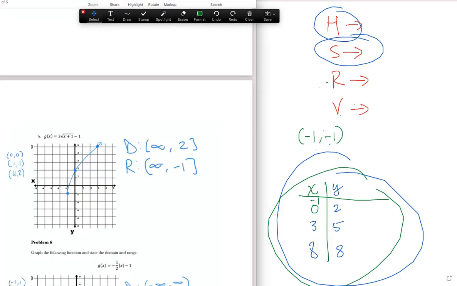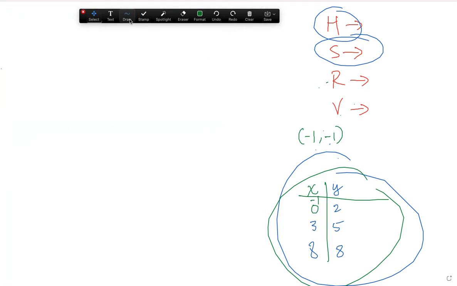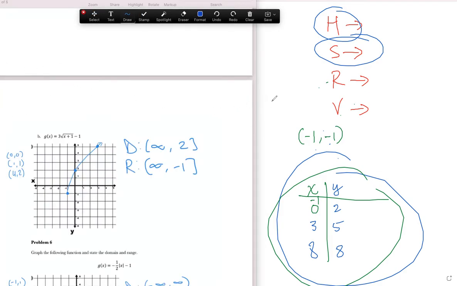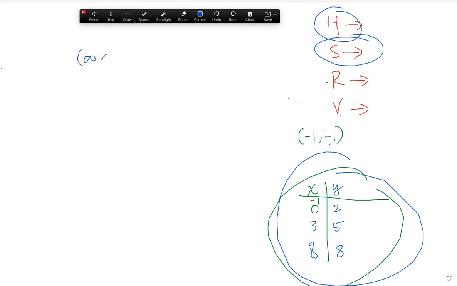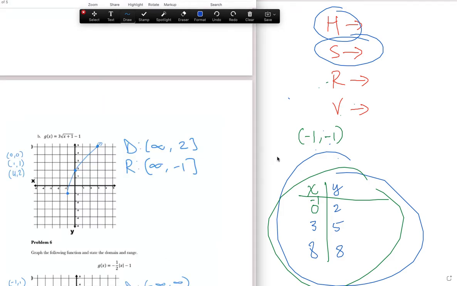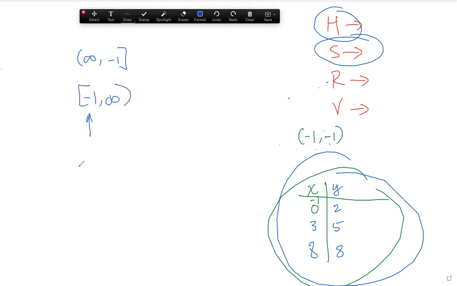Now, for the domain, you answered it correctly. But you wrote infinity, negative 1, hard bracket. Start with the negative number, the smaller number. So the way you should answer it is negative 1 to infinity. And again, if you needed to figure out what that smallest number is, it had to be negative 1: take the inside of the square root and set it greater or equal to 0. Fair? Yeah.